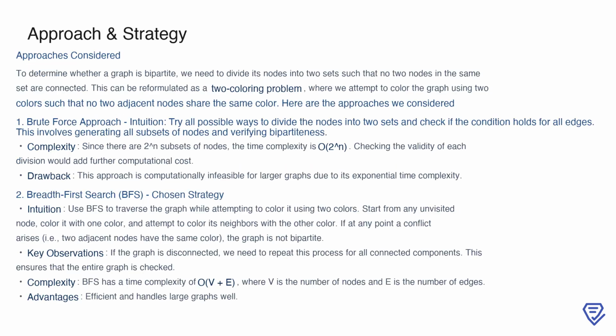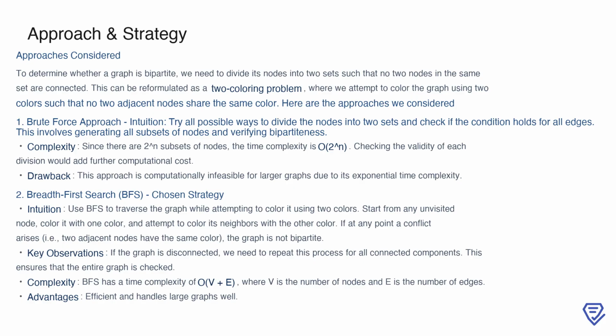To determine if a graph is bipartite, we aim to divide its nodes into two sets such that no two nodes within the same set are connected. This can be visualized as a two-coloring problem, where the goal is to color the graph using two colors in a way that no two adjacent nodes share the same color.